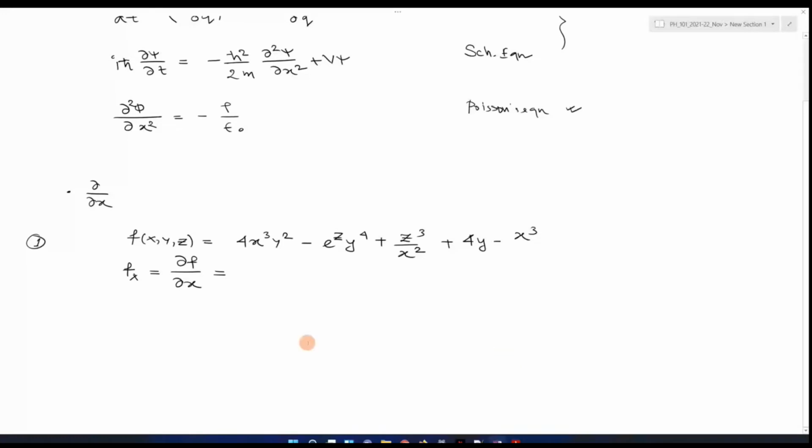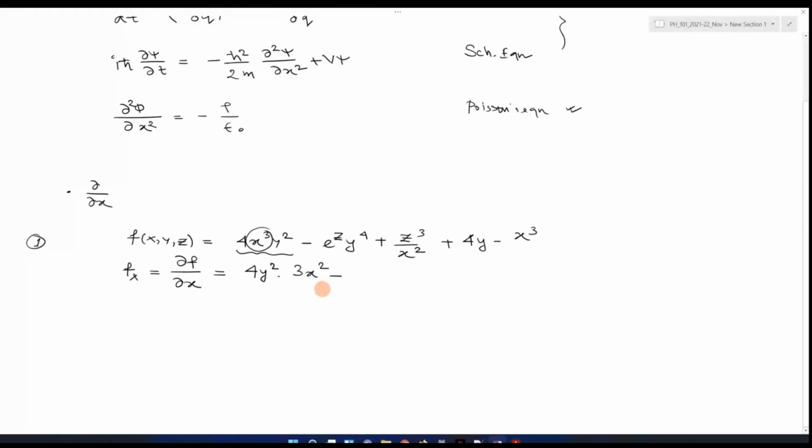Let's start again. So df by dx: here in the first term x is the variable, the rest of the things we can treat as constant, and d of x cubed by x will be equal to 3x squared, right?